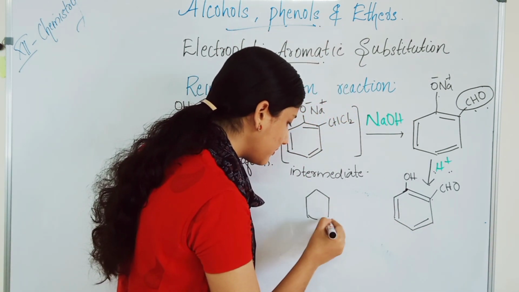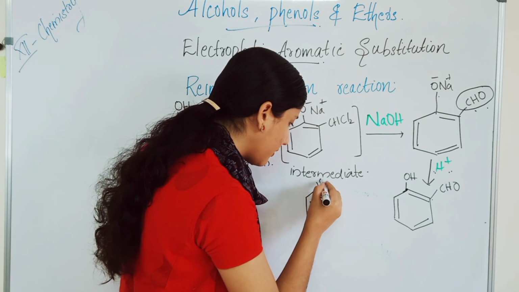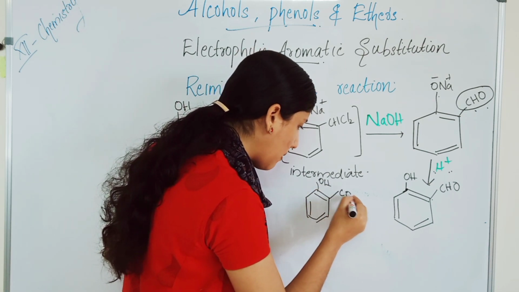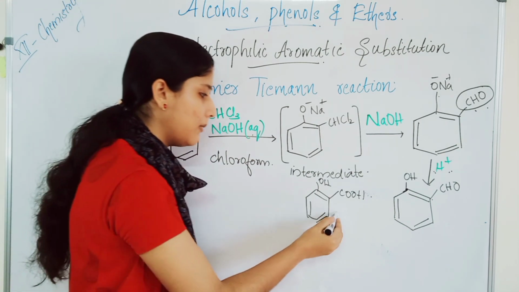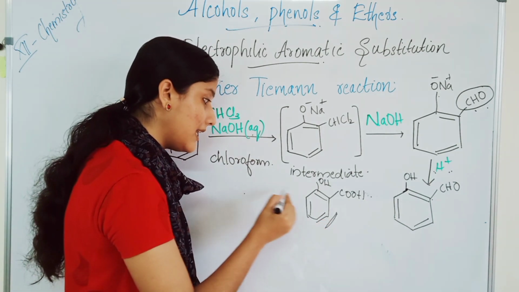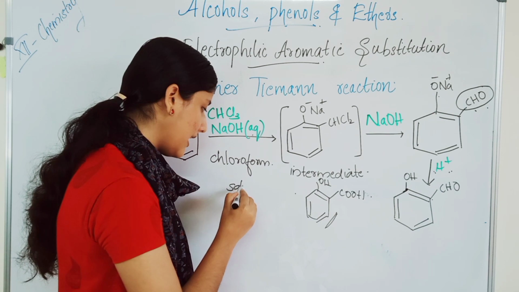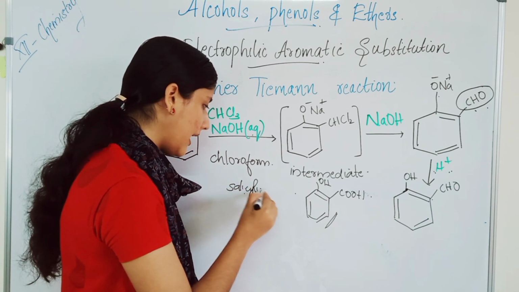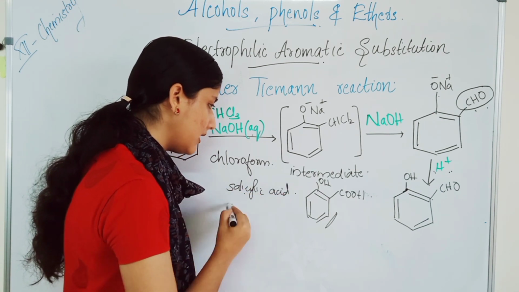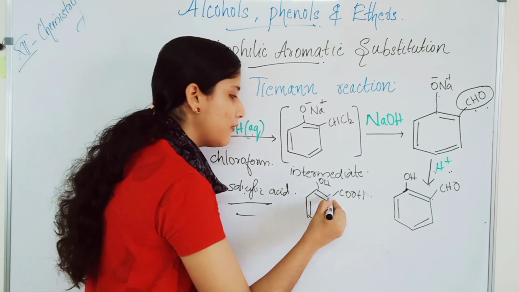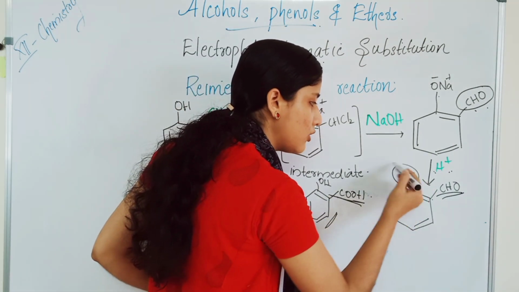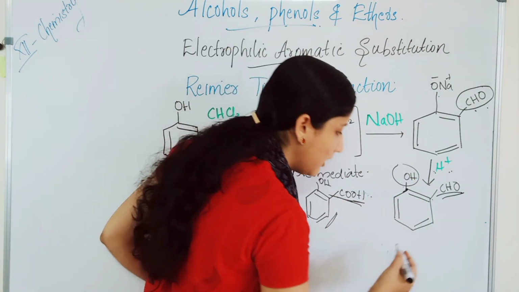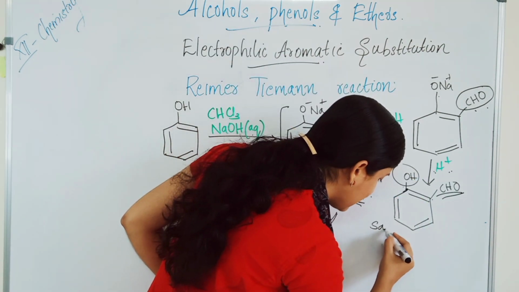OH with COOH at the ortho position. What was the common name? We studied it is salicylic acid, isn't it? Salicylic acid was the common name. So instead of COOH, if CHO is at the ortho position to an OH group in a benzene, what will be the name? It is salicylaldehyde.